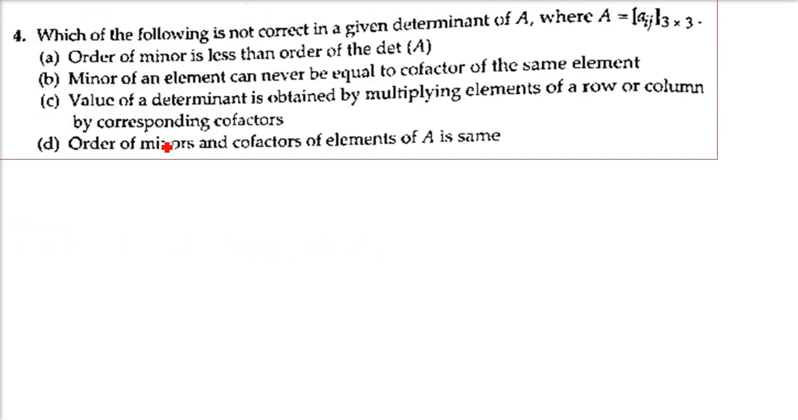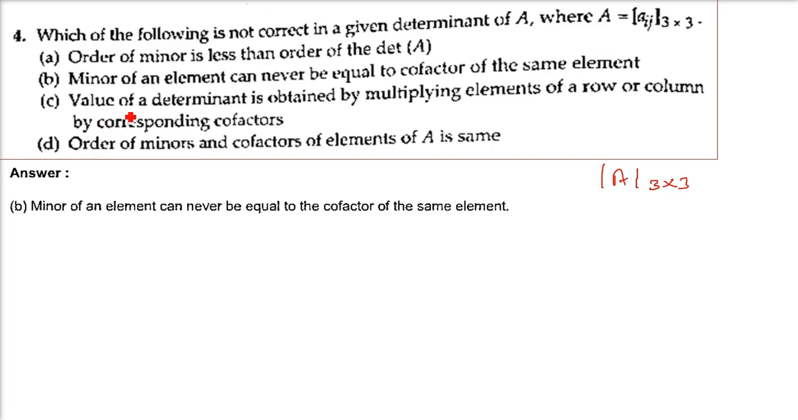Which of the following is not correct in a given determinant of A, where A is equal to Aij, and this is a 3 by 3 matrix. So which one is not correct? Now the answer here is B.